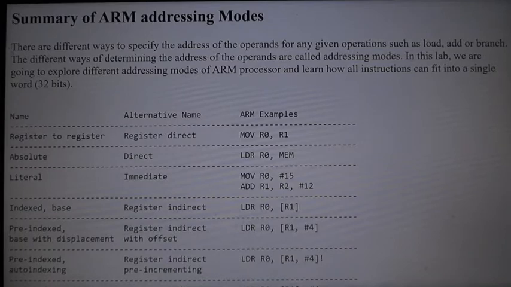ARM addressing modes. There are different ways to specify the address of the operand for any given operation such as load, add or branch. The different ways of determining the address of the operand are called addressing modes. We are going to explore different addressing modes of the ARM processor and learn how all instructions can fit into a single 32-bit word.